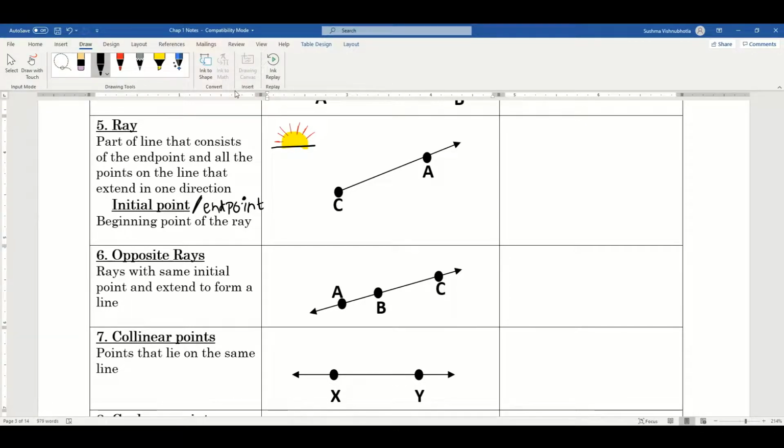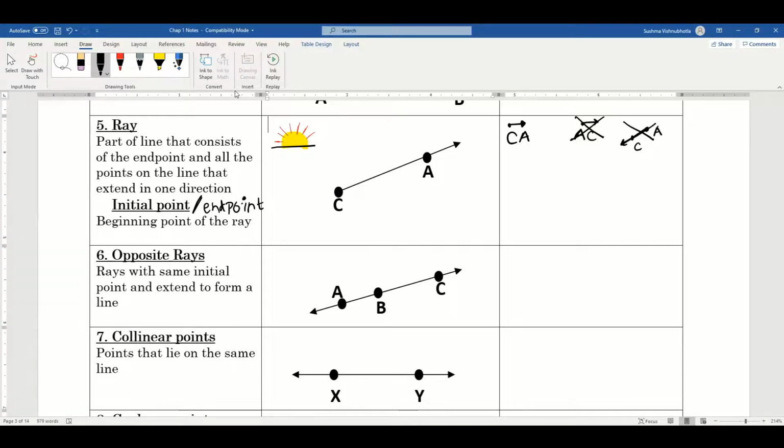And the way you would label this ray is you have to start with the initial or endpoint and then put a mini version of the object on top of the letters. Now, in this case, direction matters. So if you were to say AC, then that's telling me that the picture of your ray actually looks like this. And that's not necessarily true. So it's important that you always start with the endpoint when you're labeling the ray.